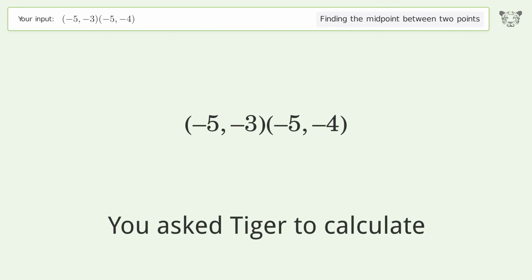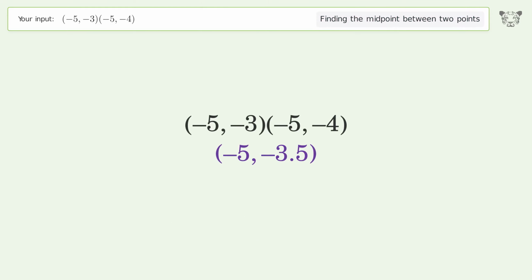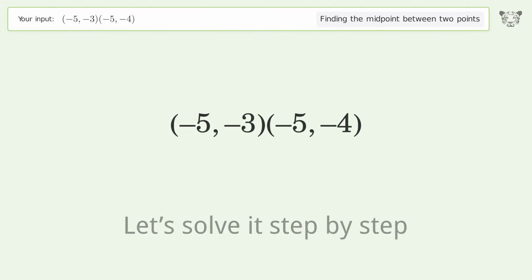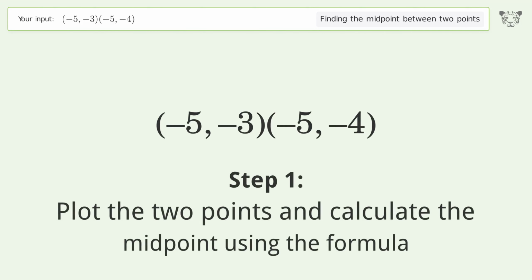You ask Tiger to calculate. This deals with finding the midpoint between 2 points. The midpoint between the 2 points is -5, -3.5. Let's solve it step by step. Plot the 2 points and calculate the midpoint using the formula.